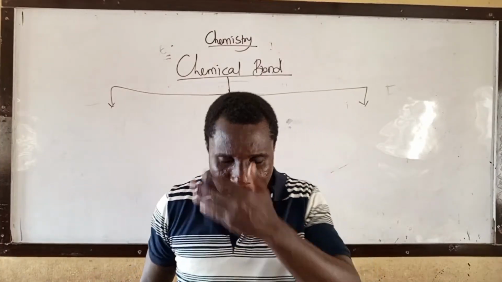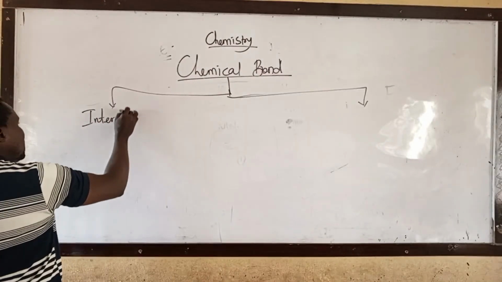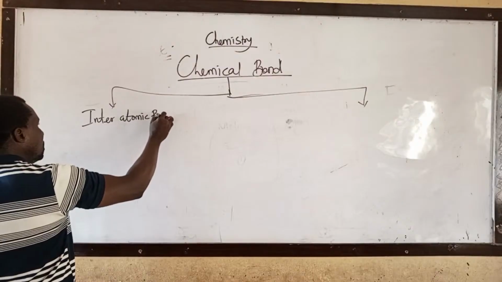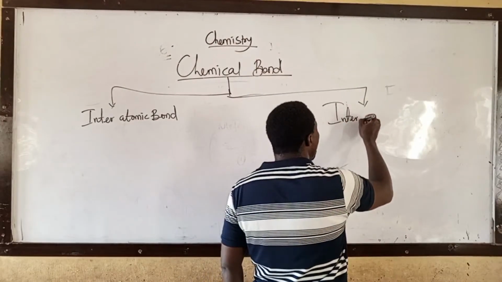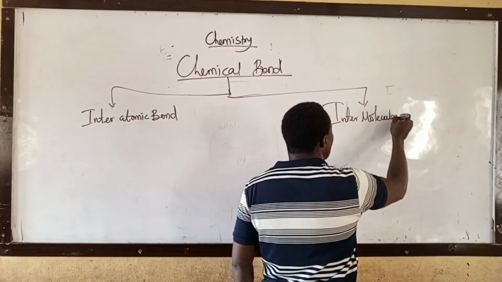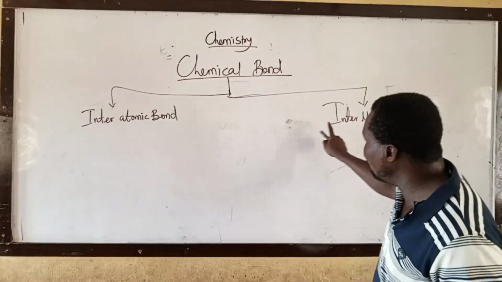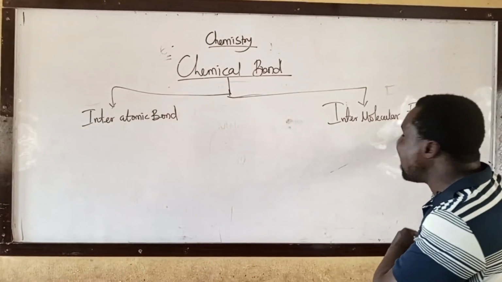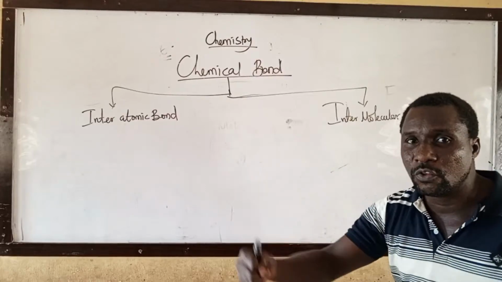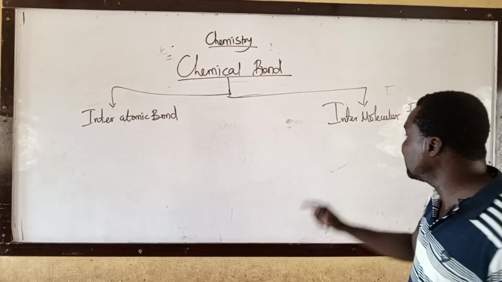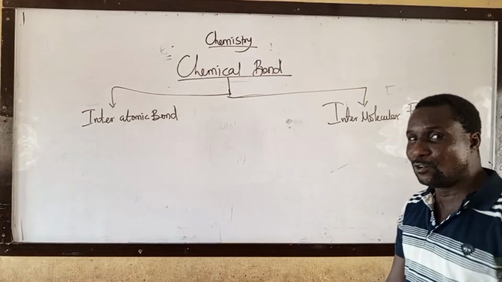You have two types of chemical bonding. We have interatomic bond, and we have intermolecular force. This one is not a bond, it's a force. It's not as strong. I call it intermolecular force because it's not strong enough to be a what? Bond. Take note of that statement.